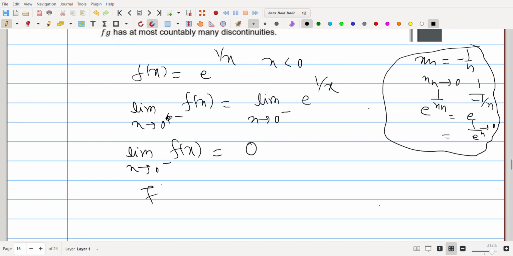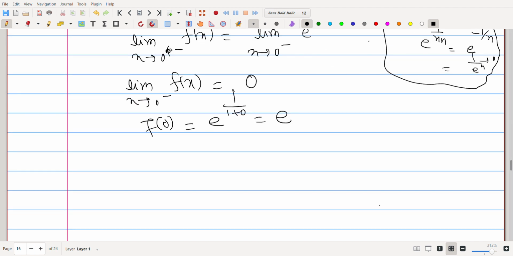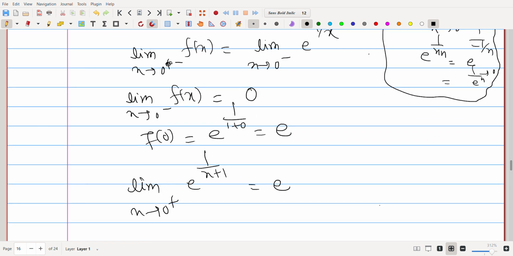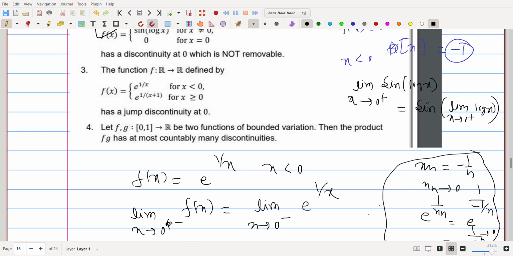Now what about f(0)? f(0) is e power 1 by 1 plus 0, which is e. And the limit as x goes to 0 plus of e power 1 by x plus 1 is e. So that means it has a jump discontinuity, because the left hand limit is 0 and the right hand limit is e, so there is a jump. It is jump discontinuous at 0. So the third one is also correct.